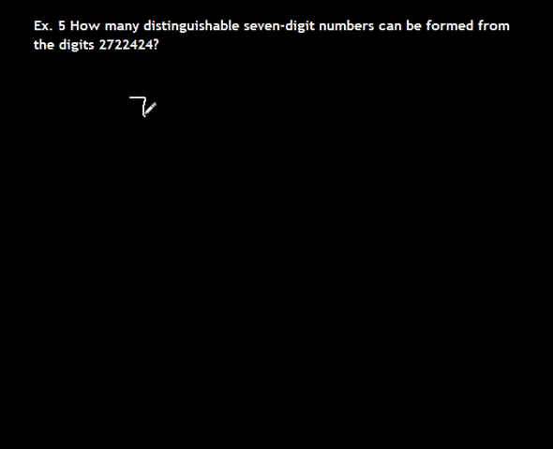And our final one, how many distinguishable 7-digit numbers can be formed from these digits? So 7 numbers, so it would be 7 factorial. These are distinguishable 7-digit numbers.